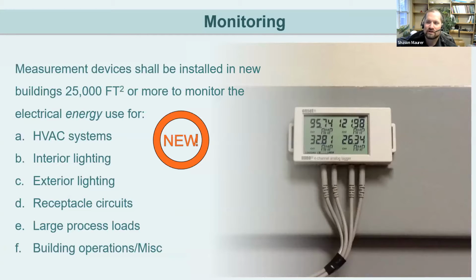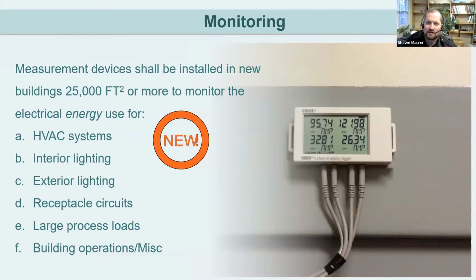Big thing that we're trying to target here is tracking where energy is being used in buildings. So measurement devices should be installed on buildings greater than 25,000 square feet or more and monitor the use for HVAC systems, interior lighting, exterior lighting, receptacle circuits, since those are now under control, large process loads, and then building operations and miscellaneous power.